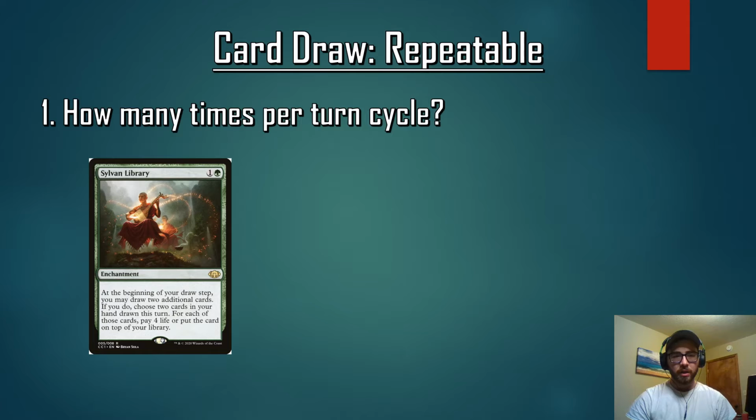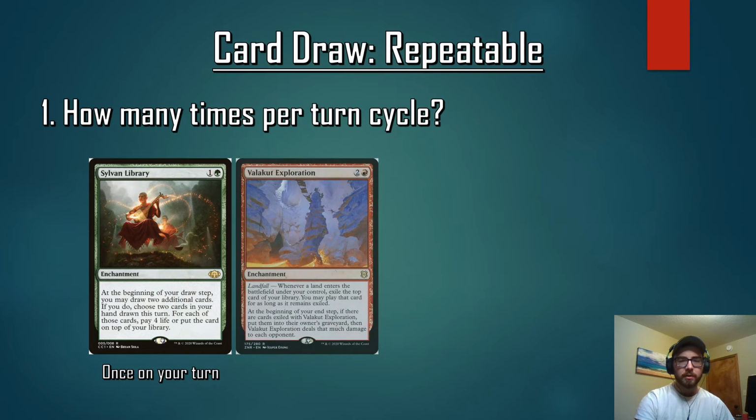Sylvan Library is going to be a 1 and a green enchantment that says at the beginning of your draw step, you may draw 2 additional cards. You basically put them back or pay 4 life for each one beyond the first. So how many times does Sylvan Library happen? Exactly once. So once on your turn specifically, right? And that's going to be the first category.